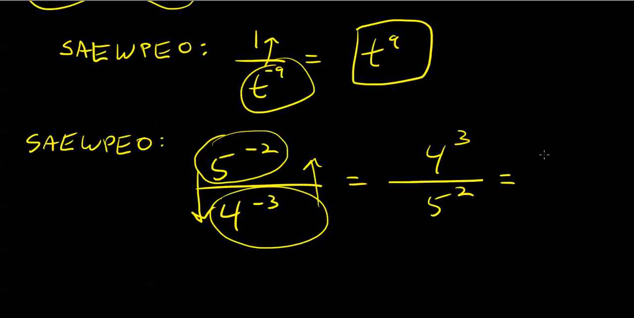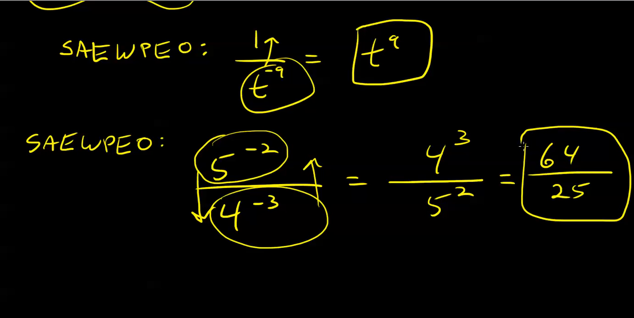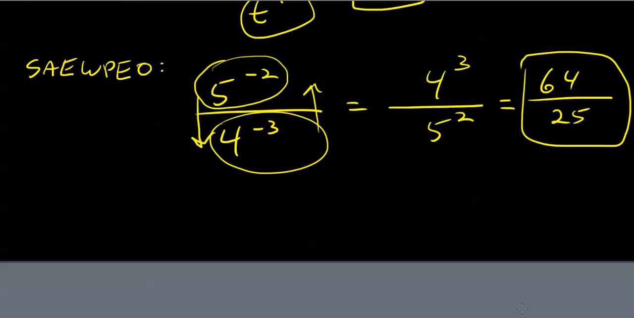Of course, in the numerator now, 4 cubed is 64, 4 times 4 times 4, divided by your denominator, 5 squared, which is 25. So final return there, 64 over 25. Okay? Out of room here. Let me get another screen here.